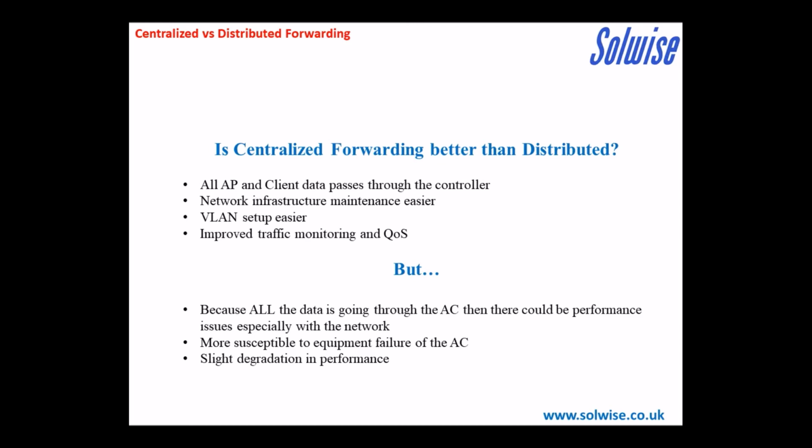On the downside, because all the data is going through the controller, there might be a performance issue with the network. Obviously, the network infrastructure to and from that controller must be able to cope with all of the client traffic going through that point. And because it's all going through that point, you potentially have an equipment failure weak point. If your controller goes down, then it's time to pack up shop and go home. Nothing will work. You are 100% relying upon that controller. Also, this is linked to the first point here. You may get a slight degradation in performance, but if you've picked the network infrastructure accordingly, then that really shouldn't apply.